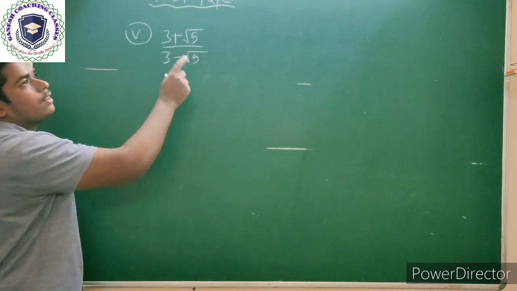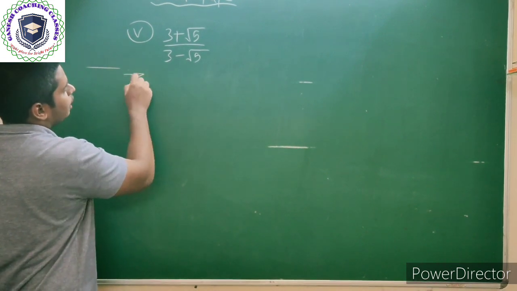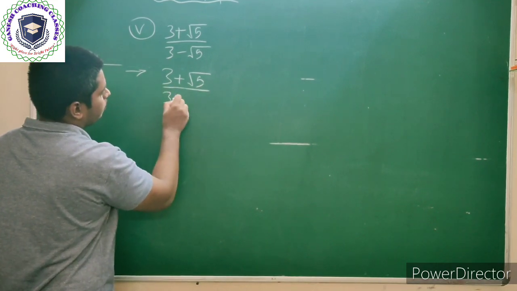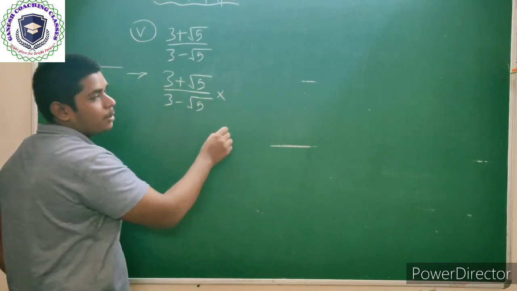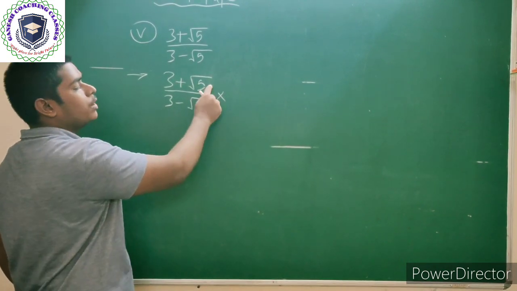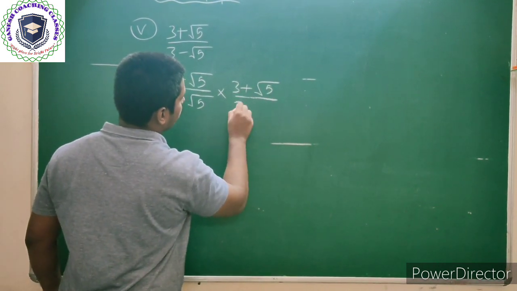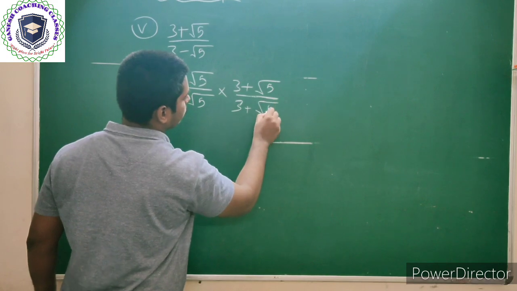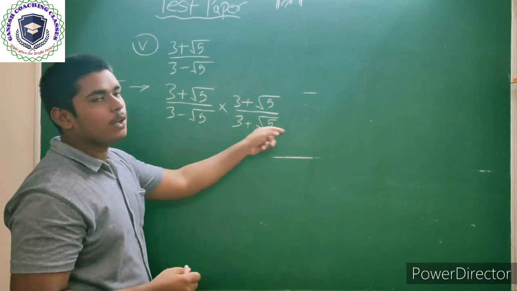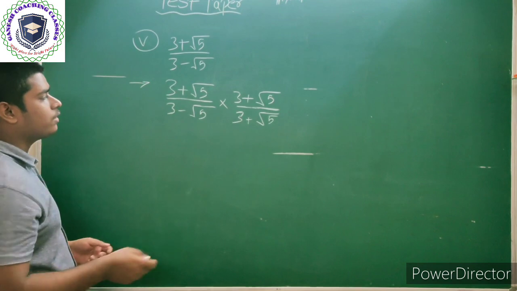Here it is minus, so what will be the conjugate? Plus. So 3 plus root 5. Here I am directly multiplying 3 plus root 5 into the numerator as well as the denominator, which is the conjugate of 3 minus root 5. So we have 3 plus root 5 upon 3 plus root 5. Now in the denominator we get the a minus b, a plus b form. The value of a minus b into a plus b is a square minus b square.